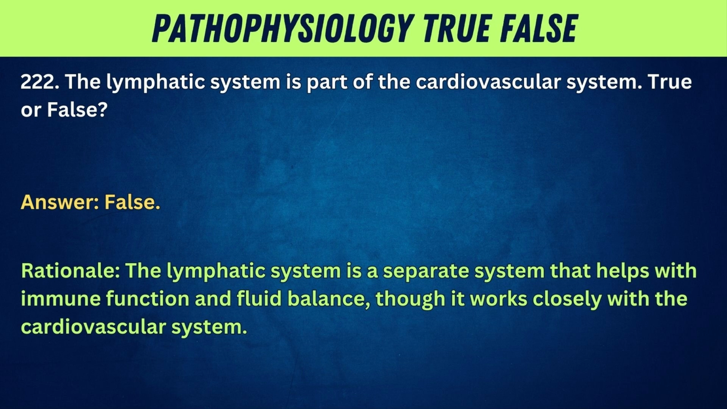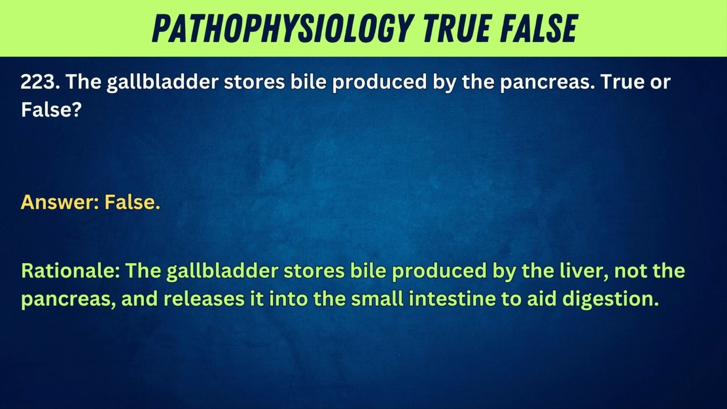True or false? Answer: false. Rationale: the lymphatic system is a separate system that helps with immune function and fluid balance, though it works closely with the cardiovascular system.